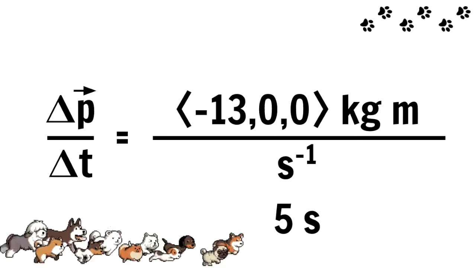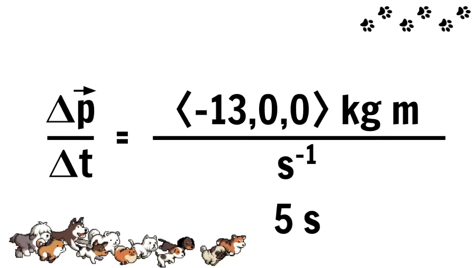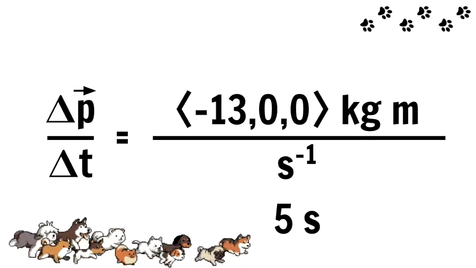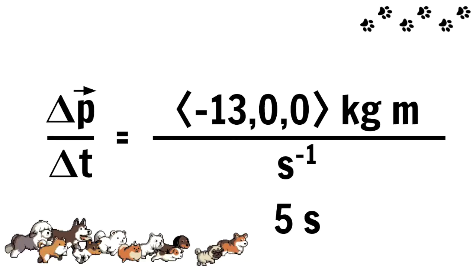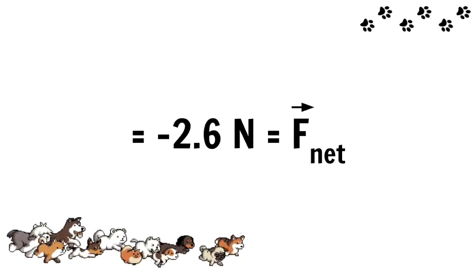5-second period. The change of momentum is equal to our final momentum, since our initial momentum was 0, so calculating delta P, negative 13 minus 0 is negative 13 as well. When we divide negative 13 by 5, we get negative 2.6, which is our F net in the x direction.